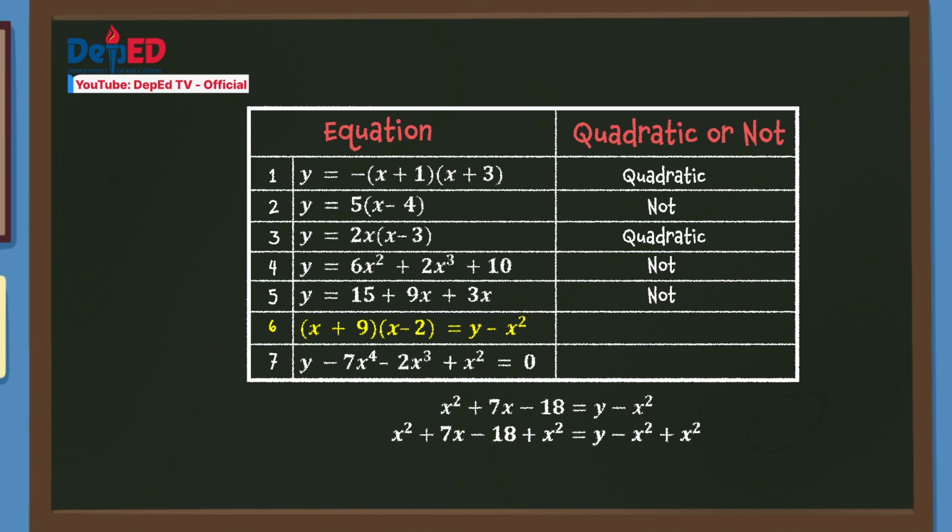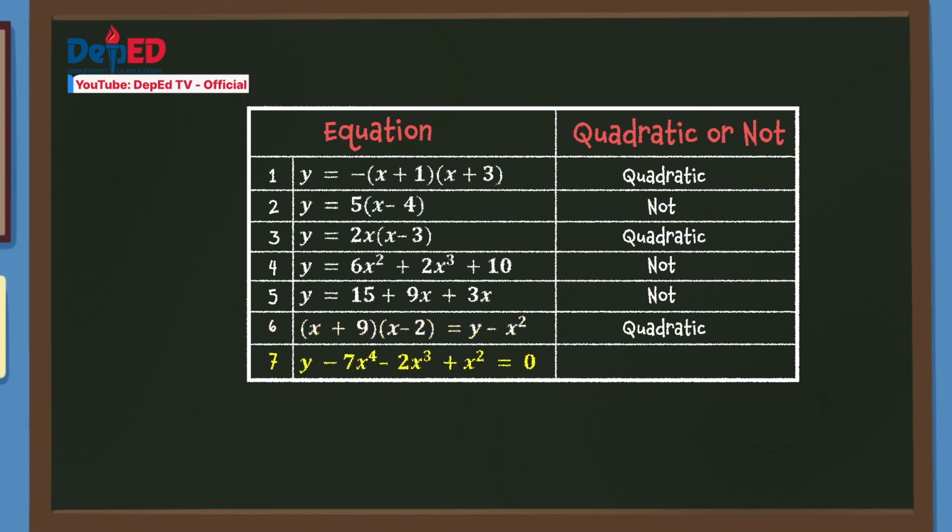The resulting equation is 2x squared plus 7x minus 18 equals y. The highest exponent of the variable x is 2. Thus, the equation is a quadratic function.